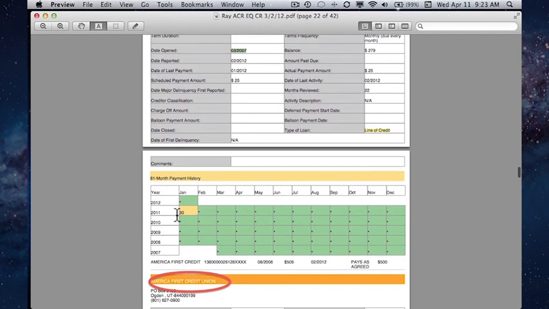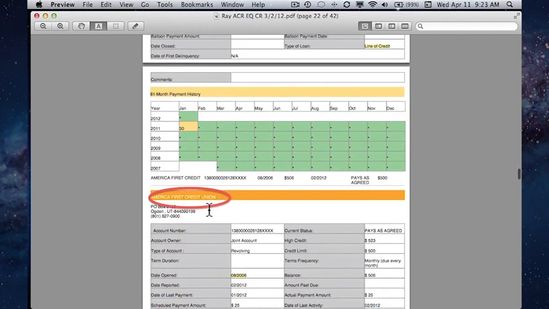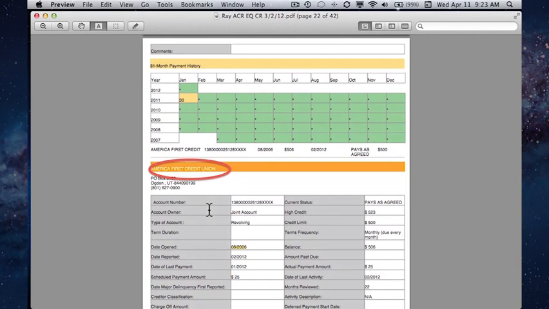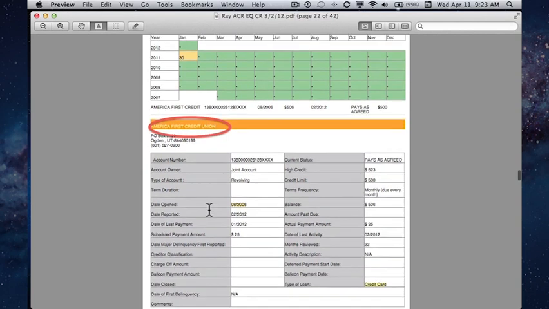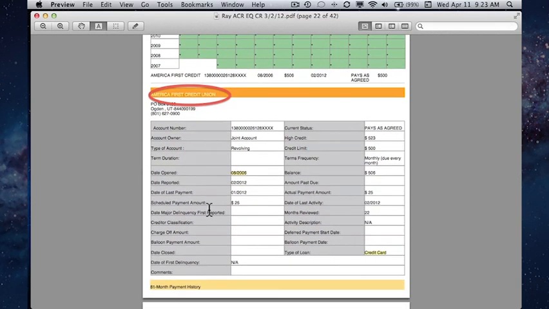Continuing, notice there's one 30-day late on that particular card. So that would be dealt with when you're auditing for accounts that are being reported accurately. America First Credit Union, notice this is a credit card. It has a $500 limit, and the date it was open. So you're going to pull the salient information out of these.